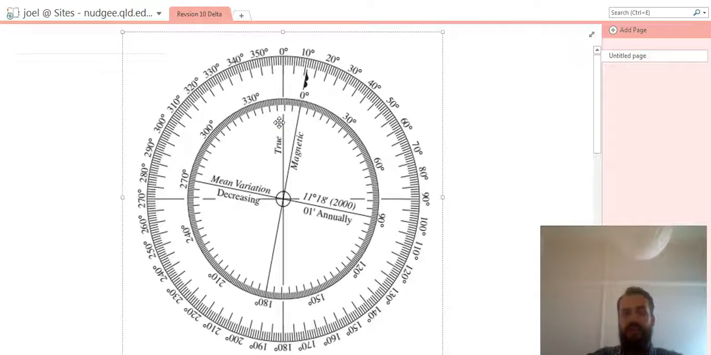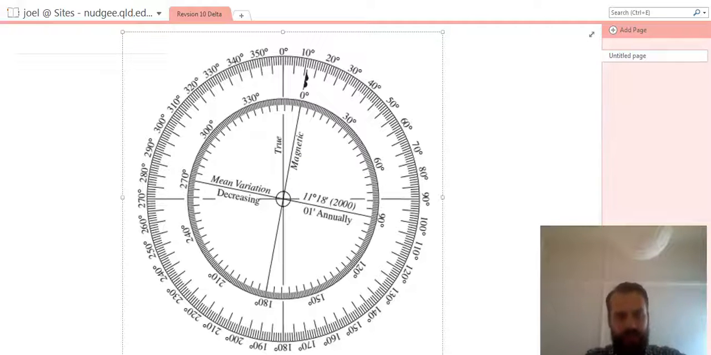Now, the only thing I want to talk about today is this bit here, the bit where it says mean variation decreasing 1 minute annually. Okay, so they've given us a lot of information here. What they've said is that the variation at the moment is 11 degrees 18 minutes to the east. You can see it's varying to the east. That was in the year 2000, and it's decreasing by 1 minute annually. Now, I'm going to write all of that down. You're going to have to believe me here that I'm writing this down.